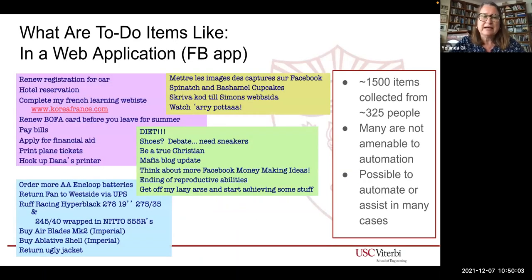Next. We also collected to-do lists from other contexts outside of the office. So we did for web applications, and we did one in Facebook, and the entries were a lot more diverse, as you can imagine, and much harder to automate or assist, but we could do it if we had enough knowledge about what the tasks involve.